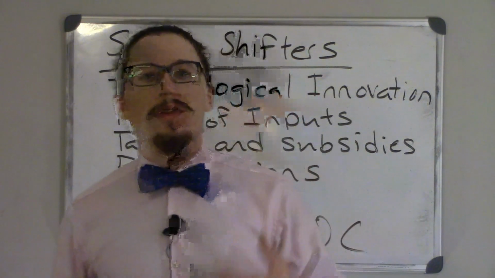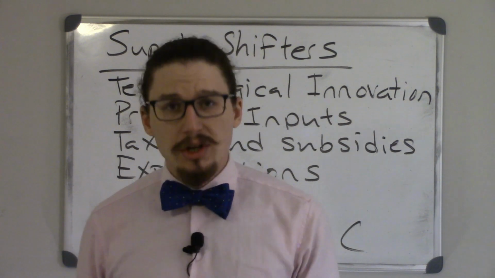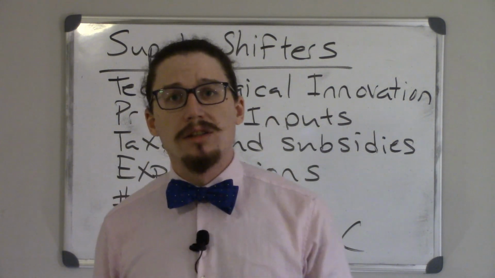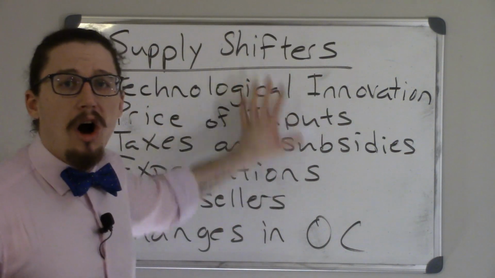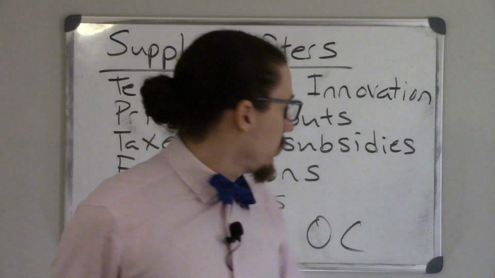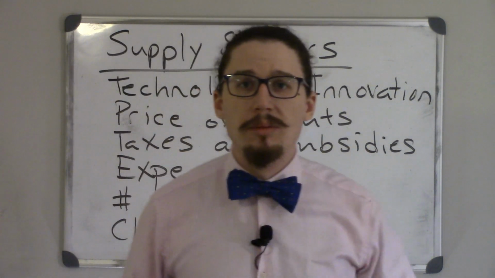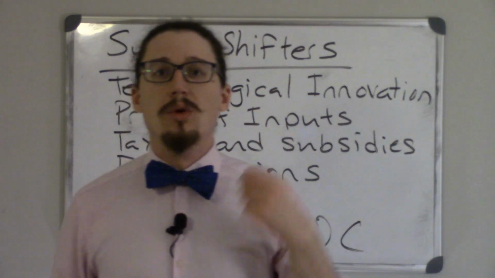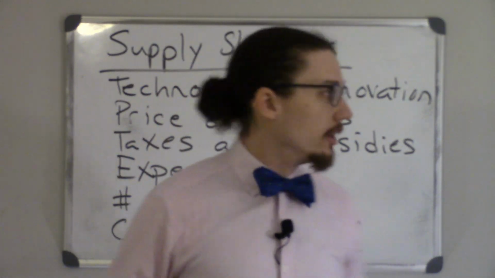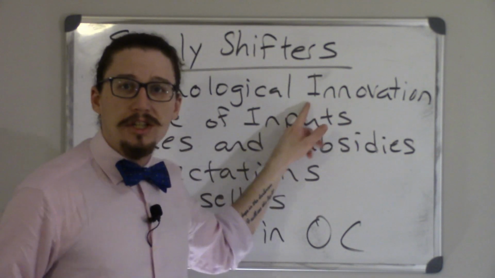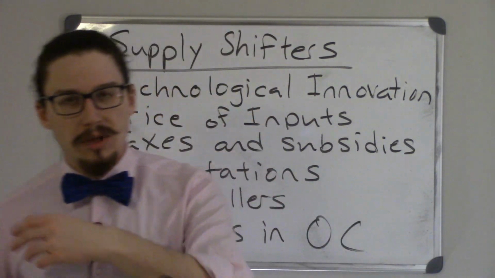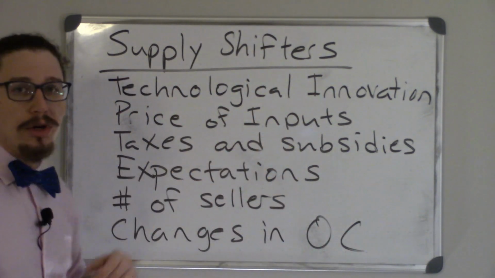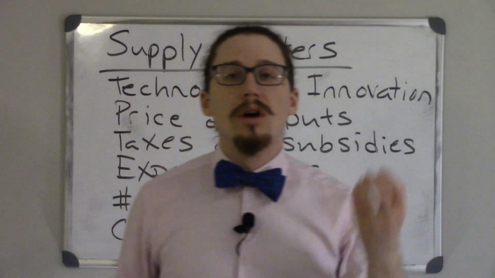So we talked about how the fundamental thing driving and determining our supply is the cost of production. How much does it cost you? And actually, on that note, almost all of these shifters directly relate to the cost of producing the good. Technological innovation, if we can lower those costs, we can supply more. Price of inputs, same thing.